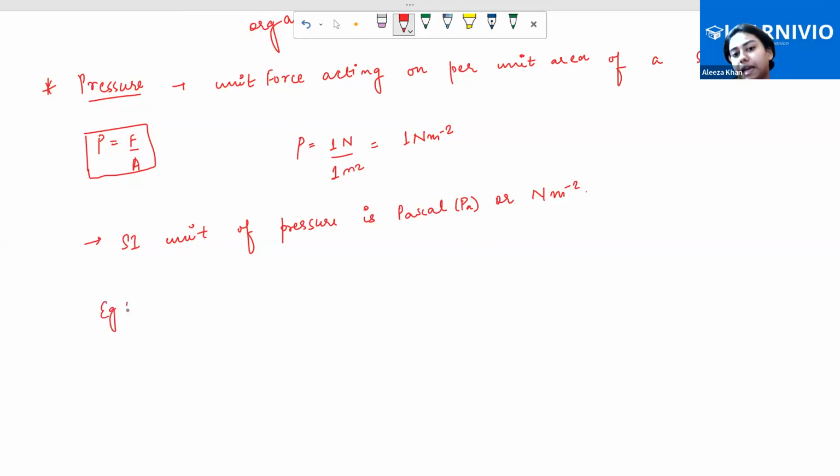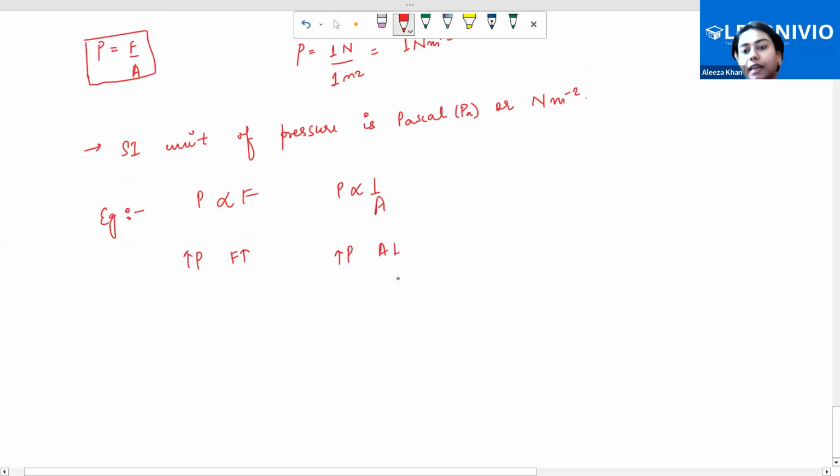So, can you give me an example for pressure? If you can see, pressure is directly proportional to force, but pressure is inversely proportional to area. Now, what do you mean by this? If your pressure will increase, then area will decrease. And if the pressure will increase, force will increase. Getting it or not? Yes.